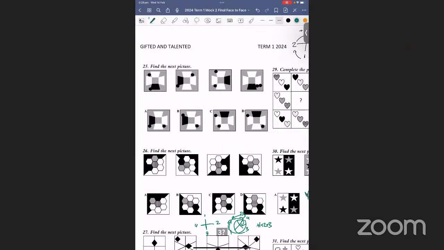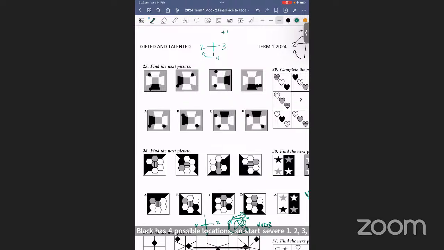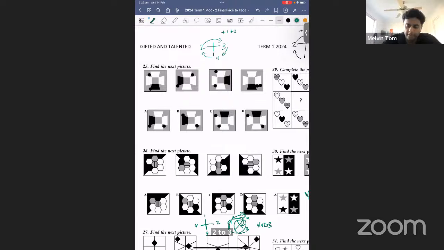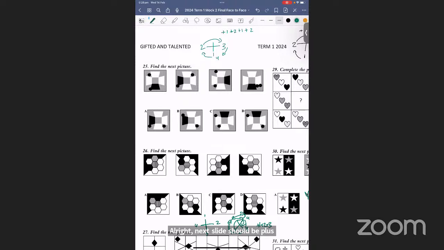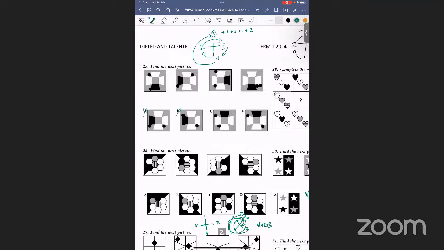Mm-hmm. All right, so let's now figure out how they're moving. So first of all, let's do the black, because that seems pretty easy. The black has 4 possible locations, so it starts off here. 1, 2, 3, 4. 1 to 2 is plus? 1. 2 to 3? 2. Good. 3 to 4? 1. All right, next one should be plus? 2. Good man. So the answer should be up here, and the black is at the top. Do you understand? Yep. Perfect.